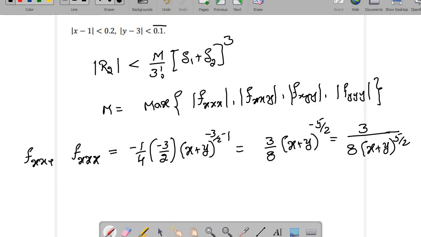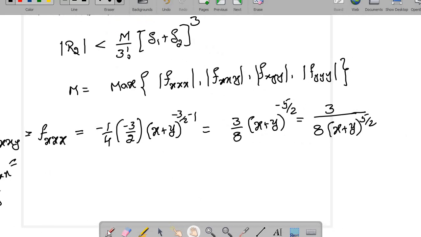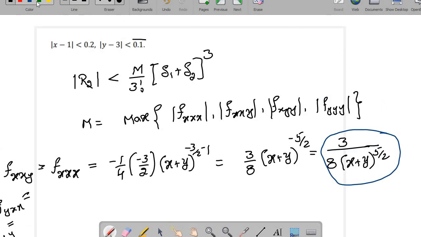Even if you look at fxxy and fyxx, these are all equal to the same thing. So these are all equal to the single expression. Now it is enough to find the maximum of this expression over the given region. So let me take that expression, 3 over 8 times (x plus y) whole power 5 by 2, and look at the given region here.